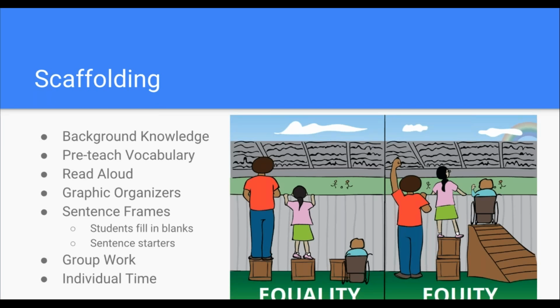And so reading aloud, again, with their levels, if the student is not at a point in their education where they are able to read it themselves, read it out loud. They can follow along.